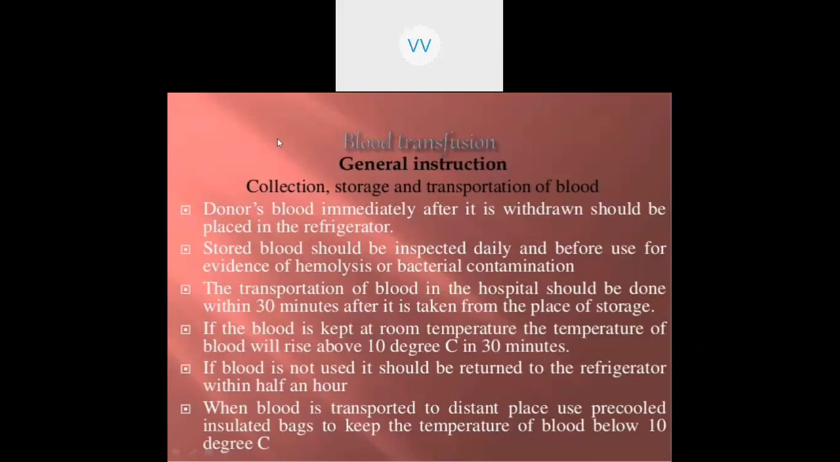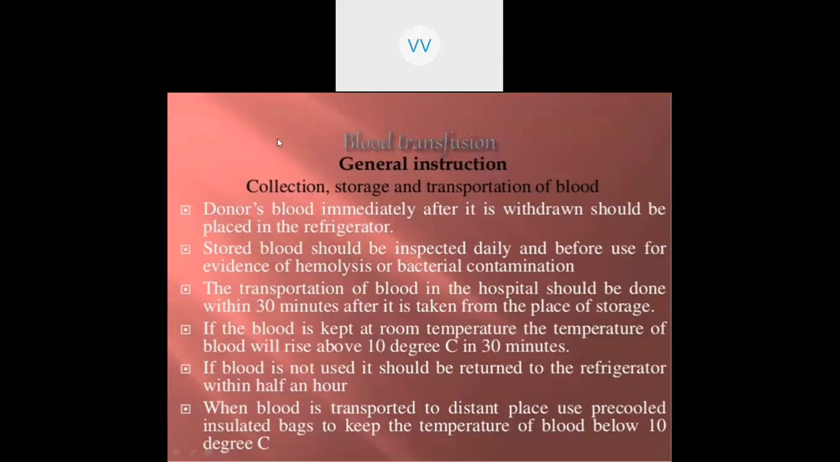Any clotting, there is an anticoagulant factor present inside the bag. You check for any hemolysis; lysis means breakage of blood. You have to inspect the blood every day, and transportation of blood to the hospital should be done within 30 minutes after it is taken from the place of storage.